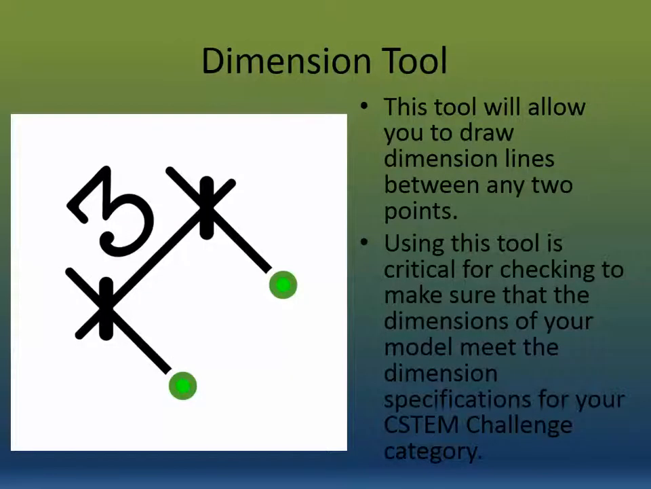The first tool I want to talk about is a very important tool, the Dimension tool, which allows you to draw lines between any 2 points, and when you draw the lines, it tells you the dimension, the length of the line. Using this tool is critical for checking that your model meets the dimension specifications for your CSIM Challenge category. If you remember, the dimensions used in Google SketchUp are the real world dimensions, so when it goes to the 3D printer, that's the size the 3D printer is going to print.